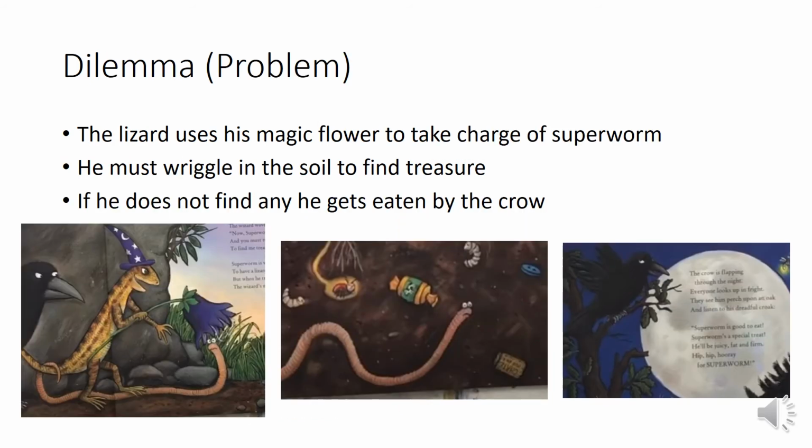We then move on to the dilemma or the problem. So what has gone wrong in the book? So this is when the lizard uses his magic flower to take charge of Superworm and rob him of all of his special powers. And he has to wriggle in the soil to find treasure. And if he doesn't find any, then he might get eaten by the crow.